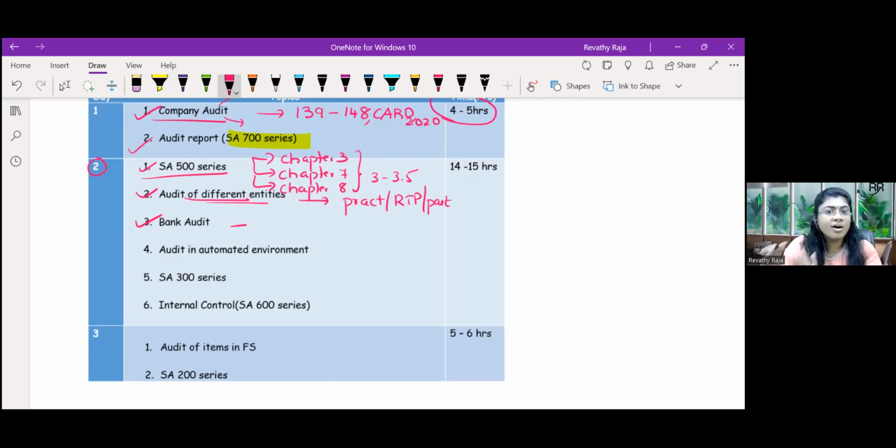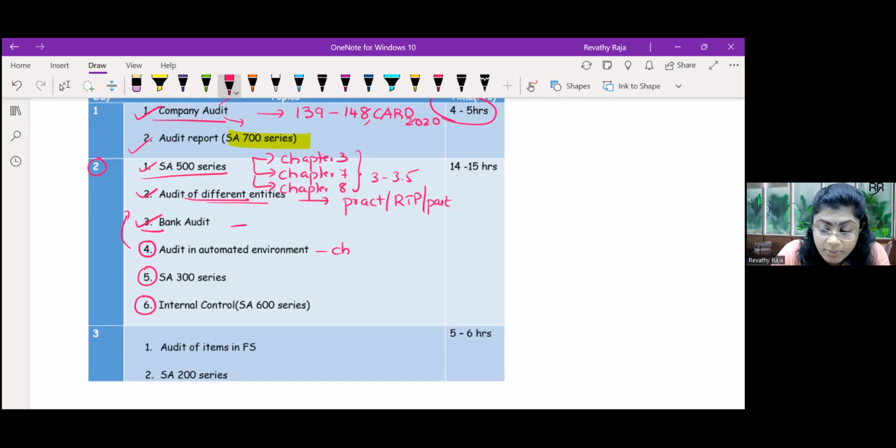By this time, the afternoon would have been over, and evening would be approaching. So, now we will touch small topics. When you compare them with the above 3 topics, these 3 are comparatively smaller topics. Now, what is it? Audit in automated environment.